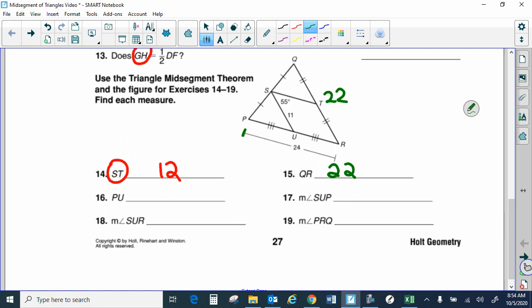PU, we see that PR is a total of 24, so PU is half of that, because we see it's a midpoint, so half of 24 is 12.